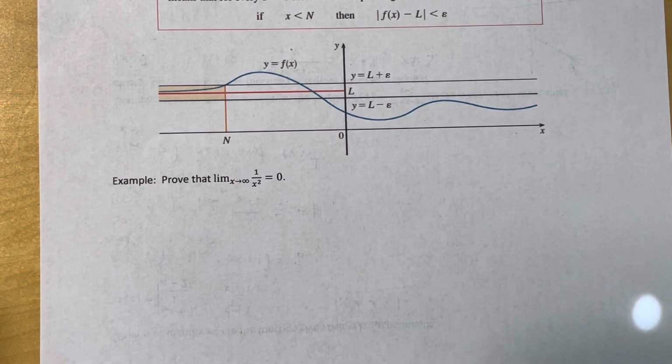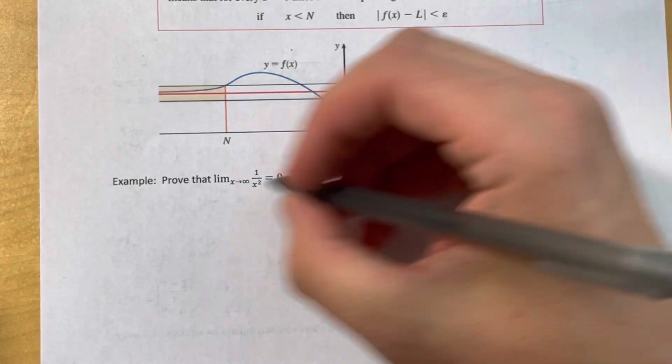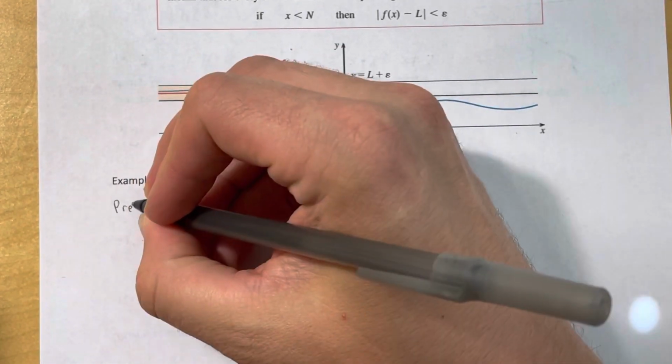1 over x to the r, where r is some rational number, will approach 0 when x approaches infinity. But we want to see what the proof would look like in a special case, and then maybe you can sort of imagine what the proof would look like in a more general case, okay? So again, remember the idea with these guys, we always do some preliminary work.